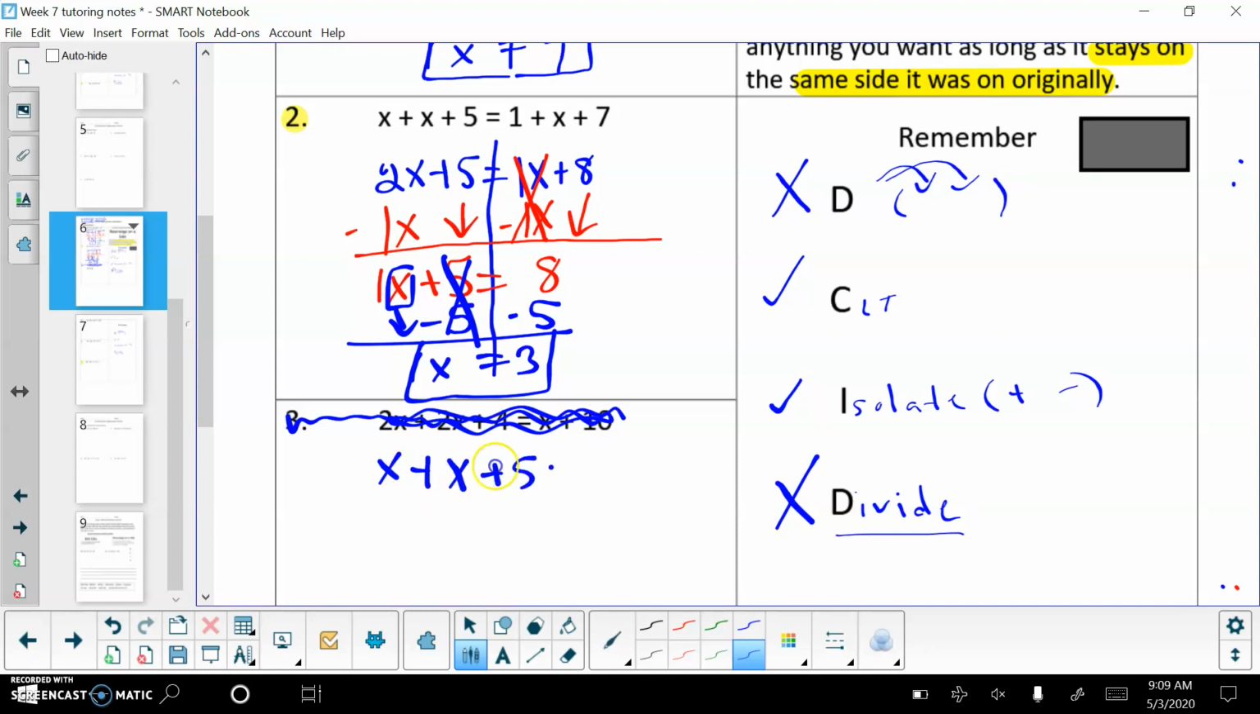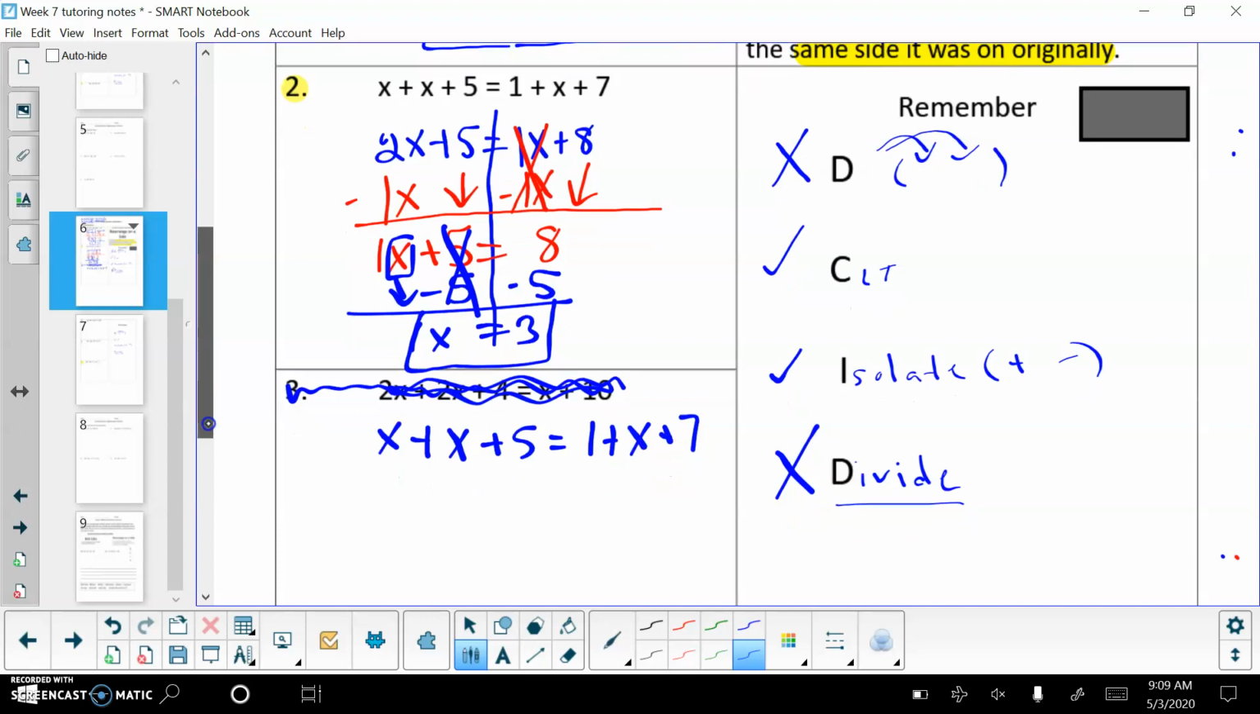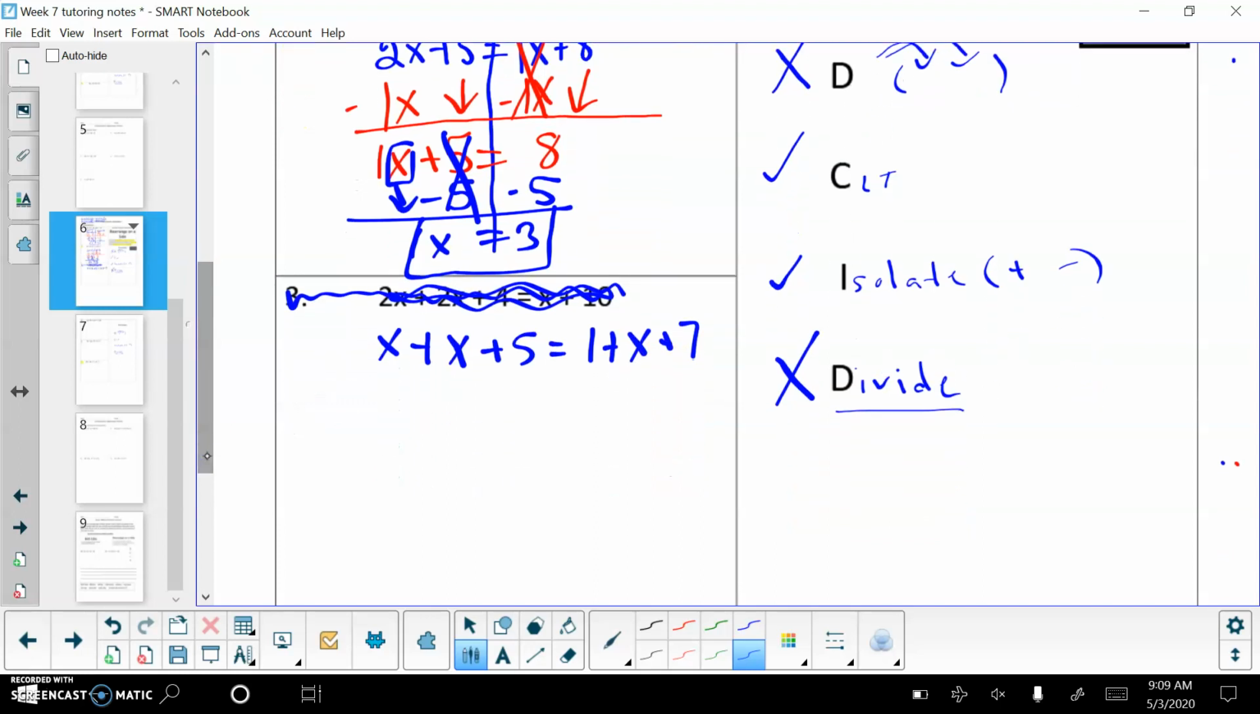I'm going to rewrite it exactly the way it was written. But everywhere that there is an x, I'm going to put in that 3, because that's what I'm saying, that x is 3. So in place of this x, I'm going to put a 3. In place of this x, I'm going to put a 3. But that 5 is just a 5, so I'm going to leave it.